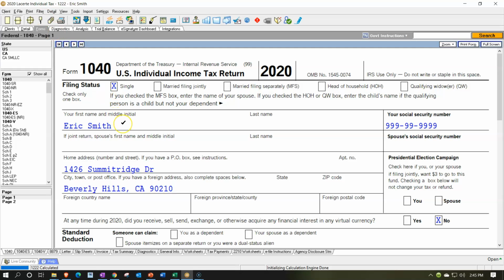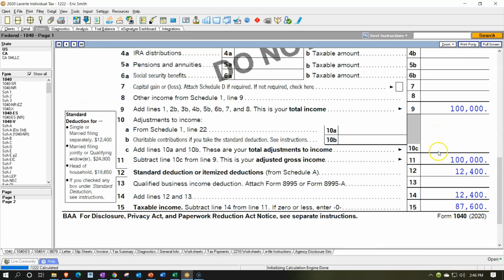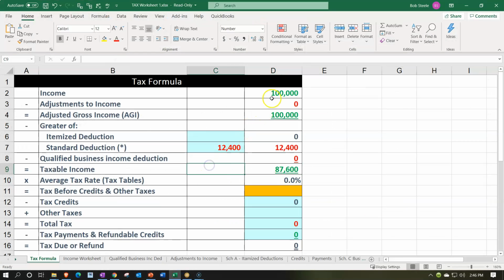Our starting point is going to be our single filer, Eric Smith, living in Beverly Hills 90210, with $100,000 of W-2 income. We have the $12,400 standard deduction, which we are then going to take a look at as it might change as itemized deductions clear that basic threshold. If they get to that point, that gives us the $87,006 on the taxable income. In a tax formula format, we've got the income of $100,000, $12,400 at the standard deduction at this point, and then the taxable income.